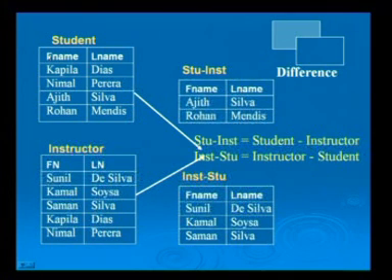If we illustrate it through the same example, there is this student relation and the instructor relation, and this is the result you get by applying student minus instructor. The difference between student and instructor will give you this result, and the difference between instructor and student will give you this result. So you can see that the difference between student and instructor would not be the same as the difference between instructor and student.